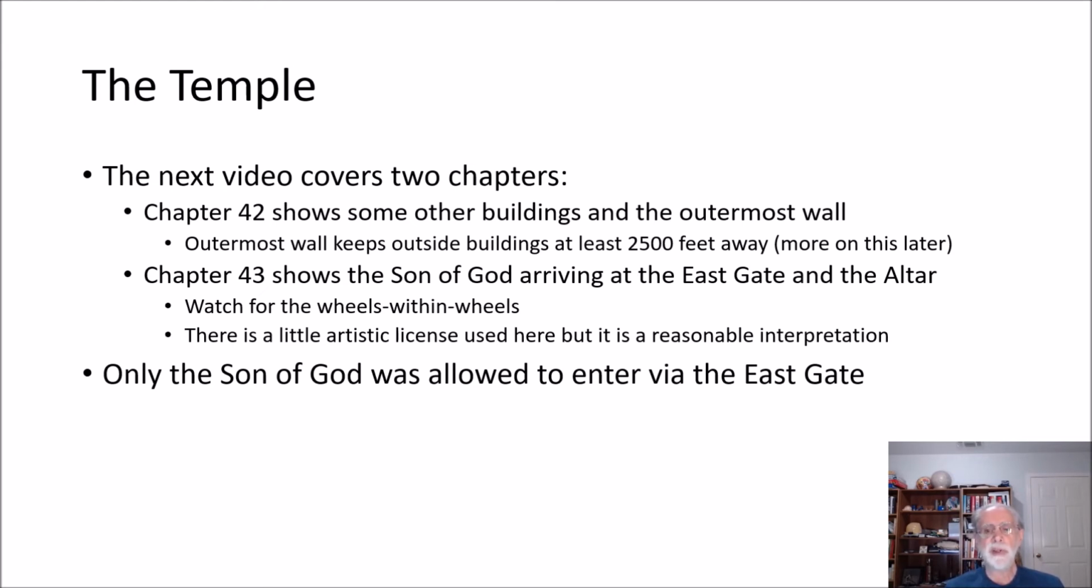Now remember, the East Gate was special, even in the previous temples. It was a reserved gate, reserved for God. And in this temple, it's the same thing. Only the Son of God is allowed to enter via this East Gate. The other two gates are for ordinary people to enter in. But that one gate, the East Gate, in the Old Temple, was called the Golden Gate as well. That was reserved for God to enter, and only God.